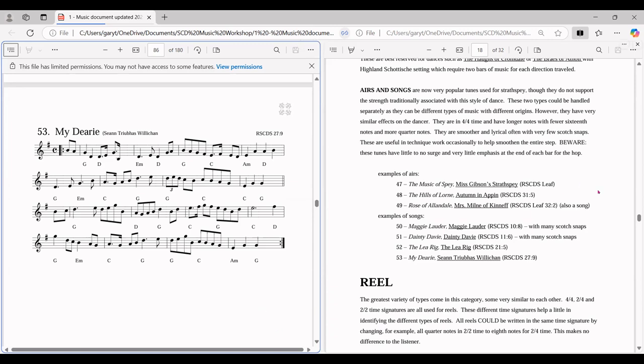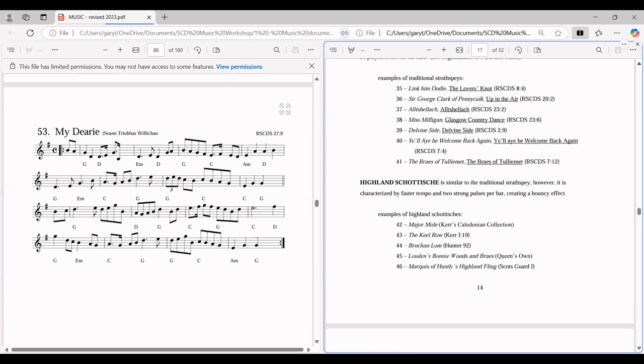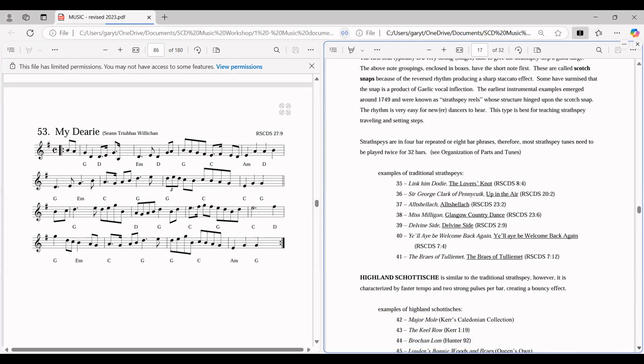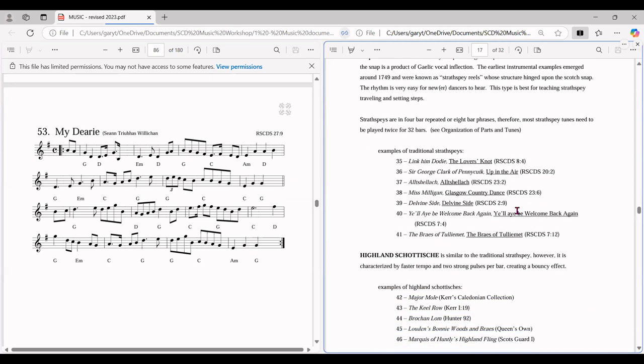So, a quick review of our Strathspey types. Traditional. So we have Scotch snaps as one of the main characteristics there. And when well presented, these tunes provide a very strong sense of strong, weak, medium, weak. So you have the strong to push out on the Strathspey, weaker to close in third, and then another not quite as strong, but getting that next reach, and then the draw through, which is almost a quiet, silent thing happening when it's well done.